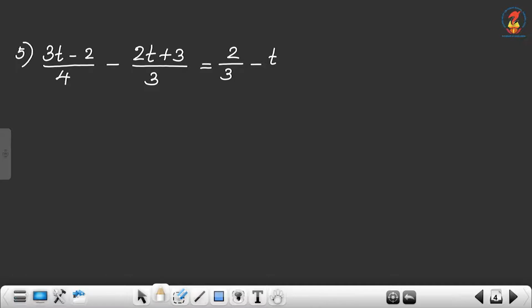Now, next question. 3t minus 2 by 4 minus 2 into t plus 3 divided by 3 equal to 2 by 3 minus t. Here also we want to reduce the equation to a simpler form. Now look at the denominators. Which are the denominators? 4, 3 and 3.